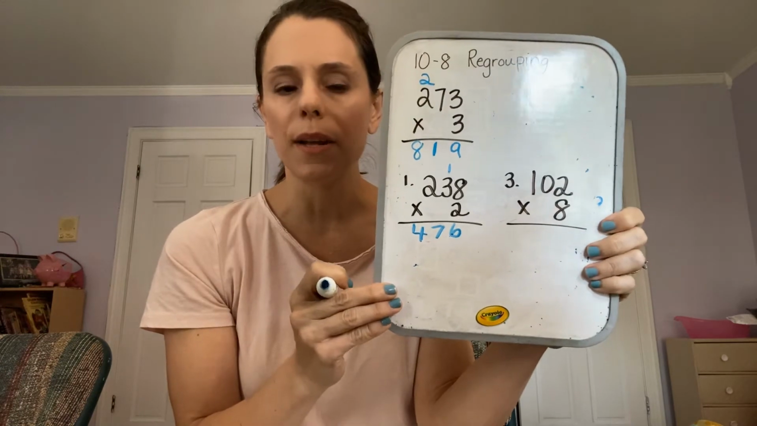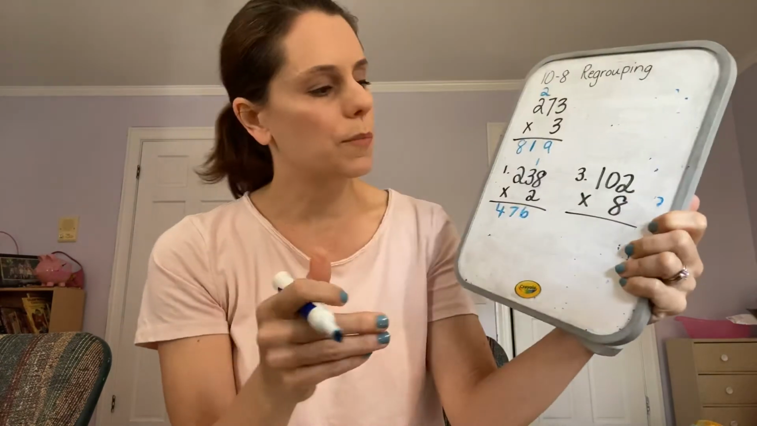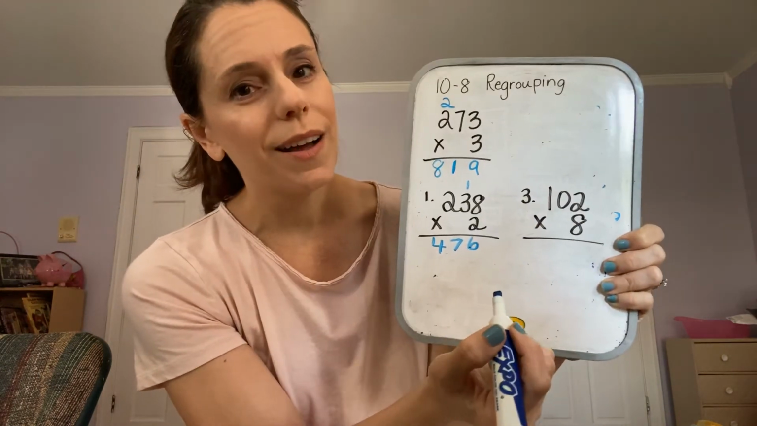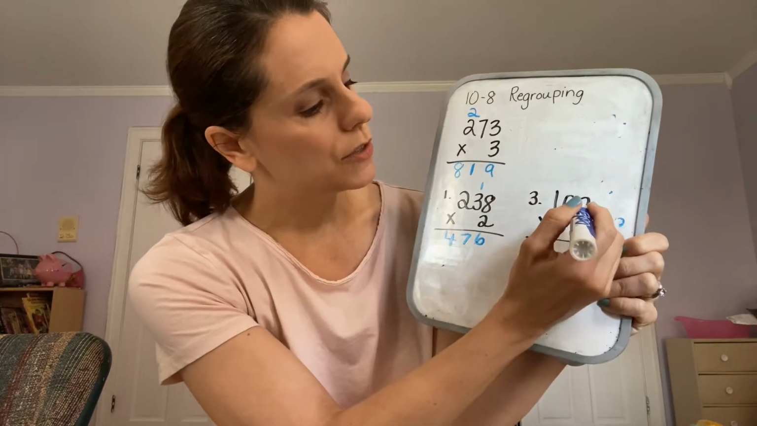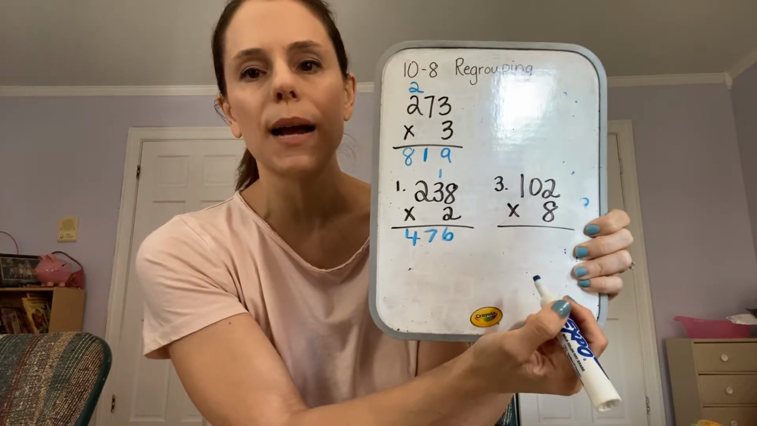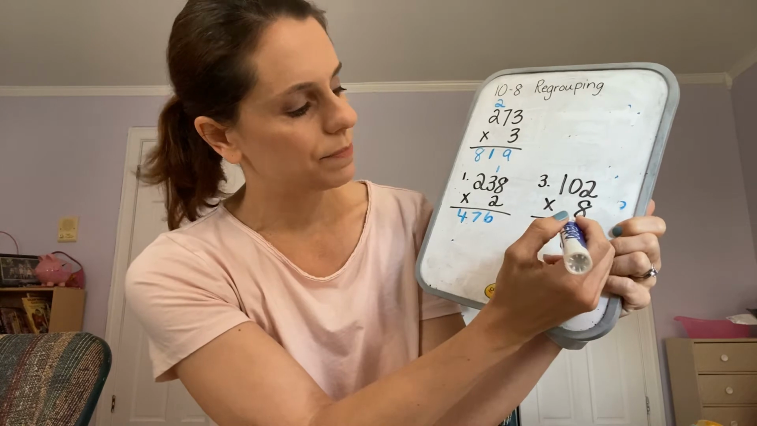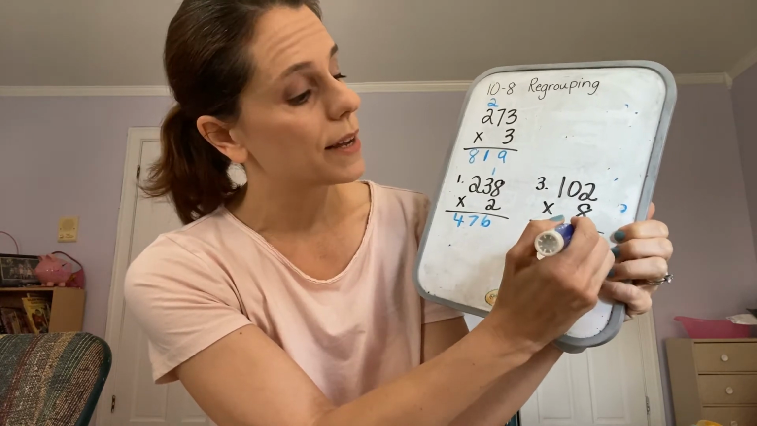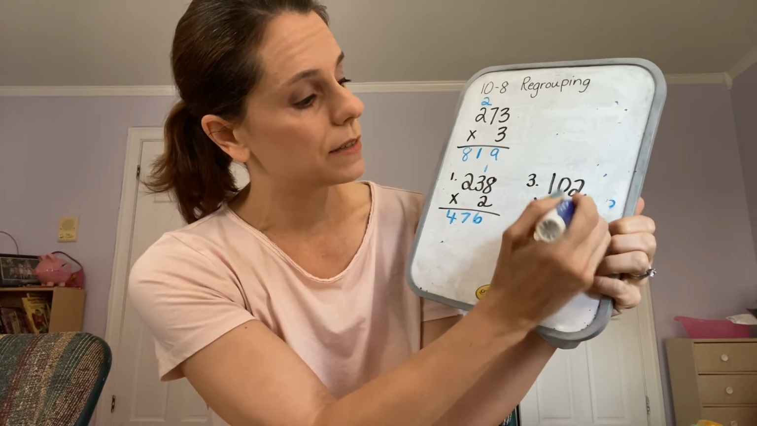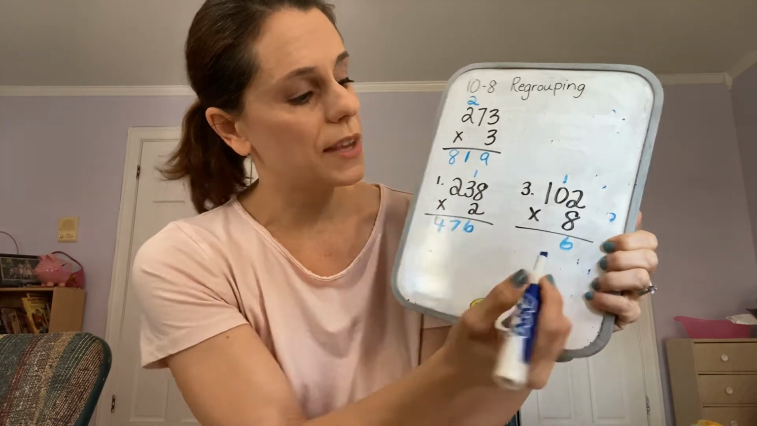Let's do number 3. Start in the ones place. 2 times 8. What's 2 times 8? 16. Looks a little like number 1. 6 down here. 1 up here.